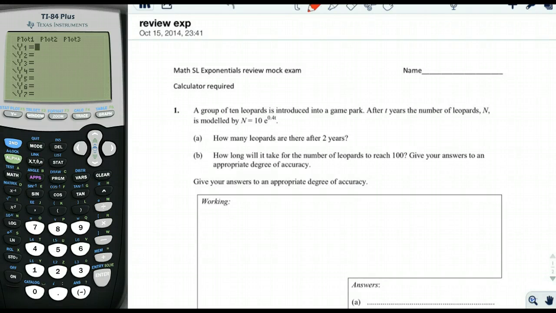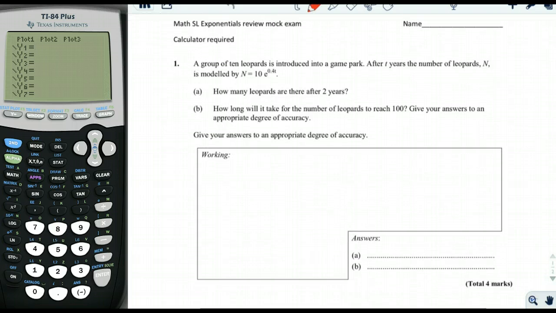This is the solution for the review mock exam for exponentials. You can use your calculator for the exponentials mock exam and for the actual exam. So a group of 10 leopards is introduced into a game park.